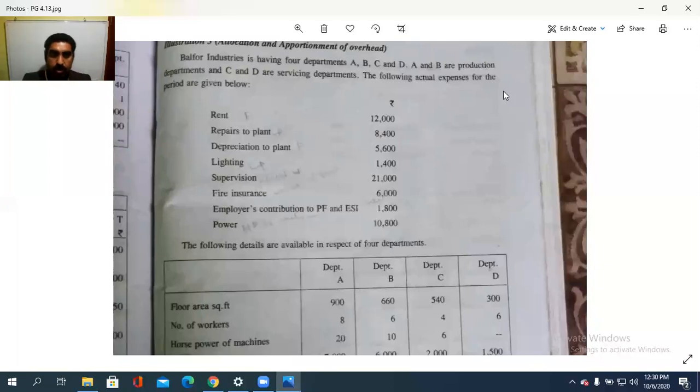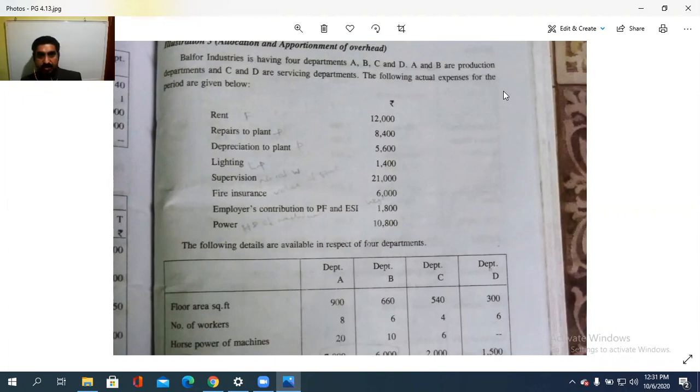Like the same, we will do this also. Allocation and apportionment of overhead, because this type of questions will be asked from the overhead part. How to allocate and apportion the overheads. Balfour Industries is having 4 departments, A, B, C, and D. A and B are production, and C and D are service. Then the following actual expenses for the period are given below. So the total is to be apportioned among them, and down there are the apportionment items.